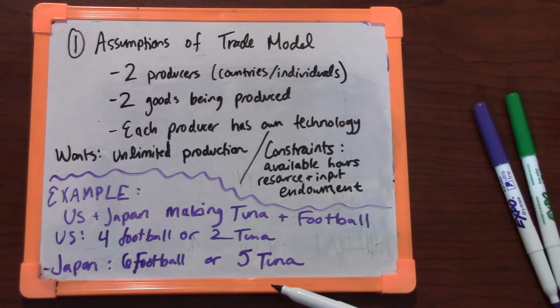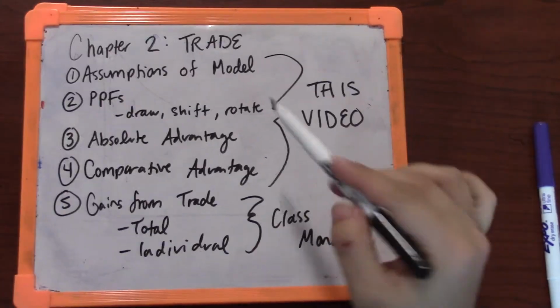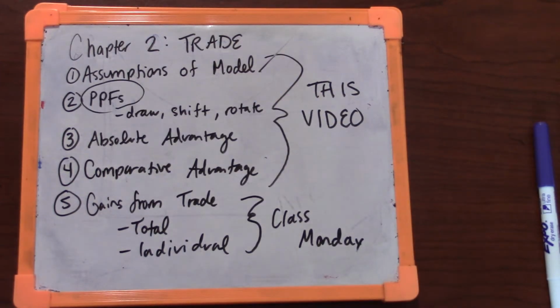I would have to tell you the 2 countries, the 2 goods, and how much they can make of each good when they're spending all of their energy making the good in question. Using that data, you should be able to do the second part of the model. So now that you know the assumptions, you should be able to draw production possibility frontiers.